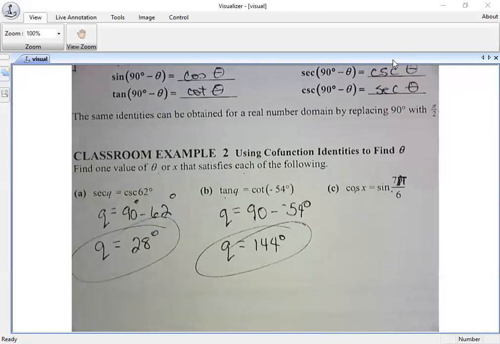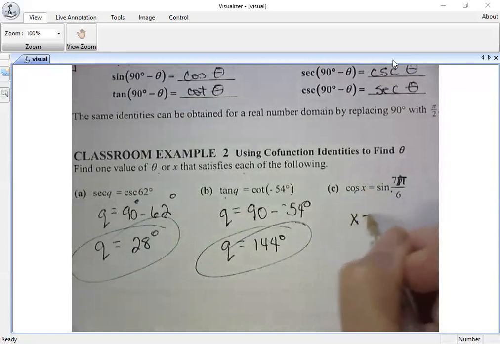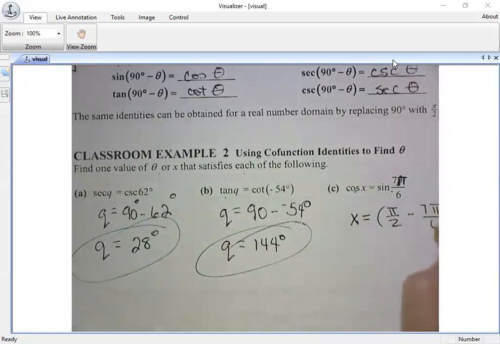Okay, think for a minute. What is 90 equivalent to in radians? 180 is pi, so 90 would be pi over 2. Good. So angle x is going to be pi over 2 instead of 90 minus 7 pi over 6.